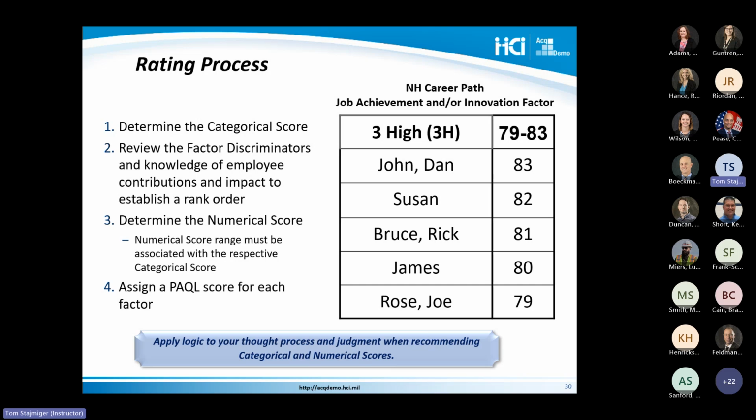And again, there can be ties. Like in this sample, John and Dan tied at number 1, Bruce and Rick tied at number 3. There can absolutely be ties. If we don't feel there's a distinction between them, that they're equal, we can make them equal.